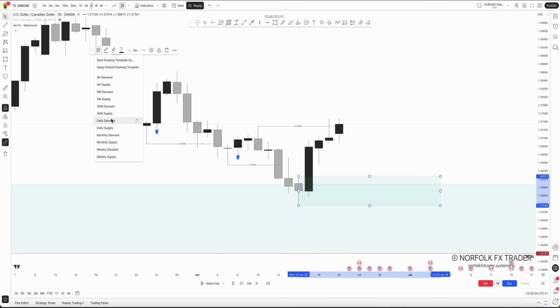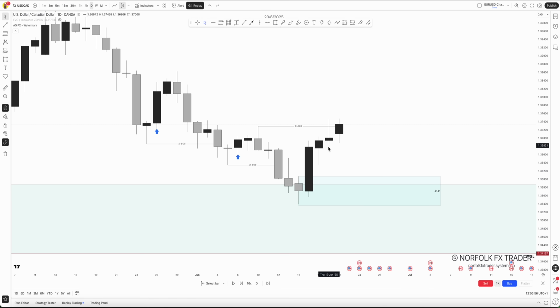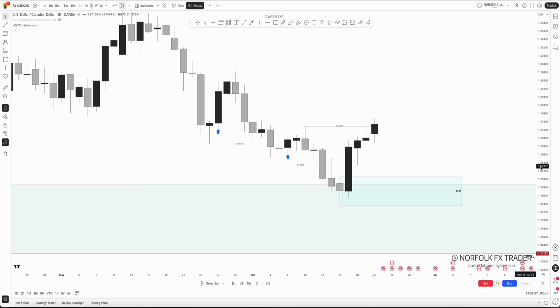Now, I'm not saying that's where we're definitely going to come back into, but it's a potential area because we have a leftover imbalance, and it's understanding imbalances with supply and demand, which again is something you can learn inside that 90-day profit trading system and within that community.